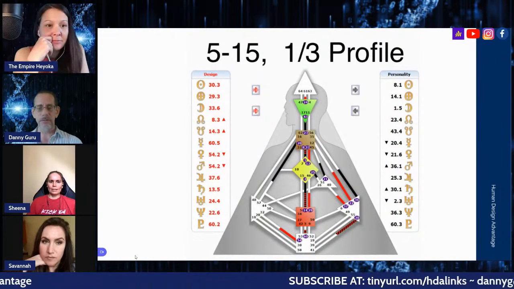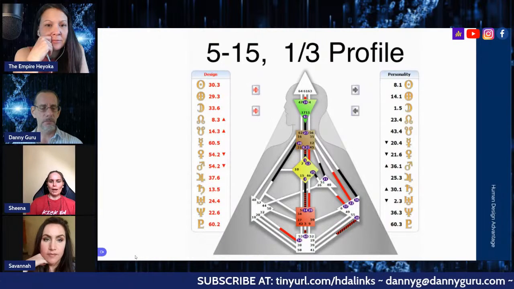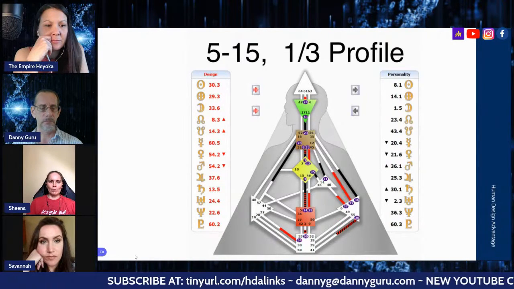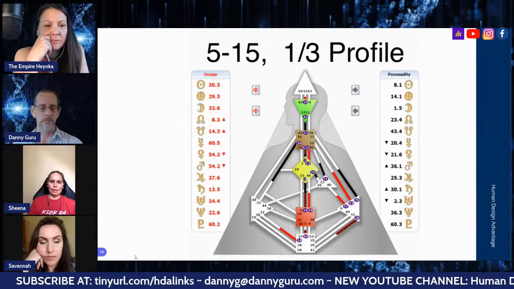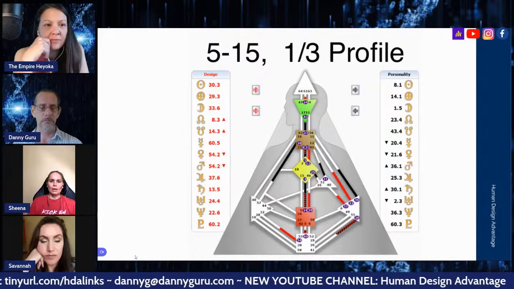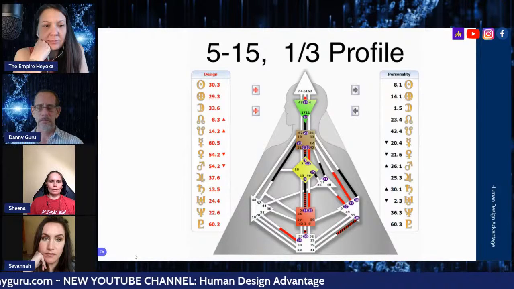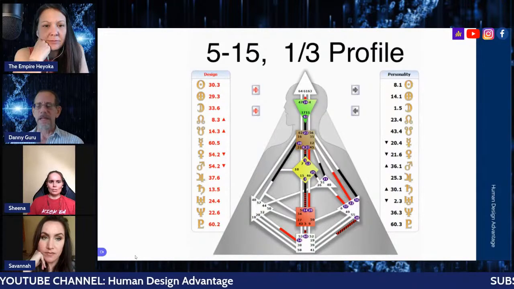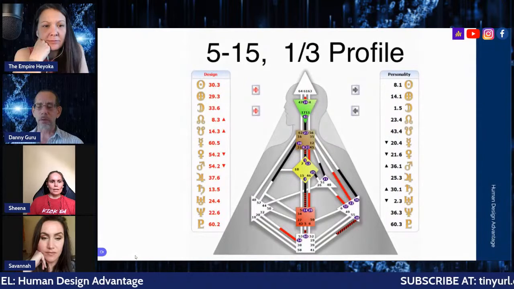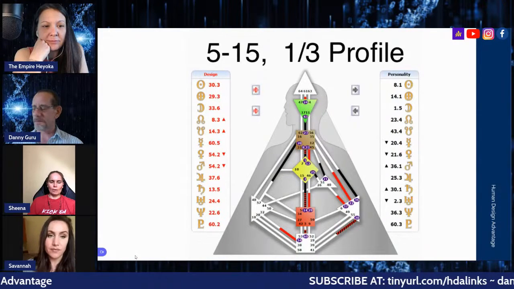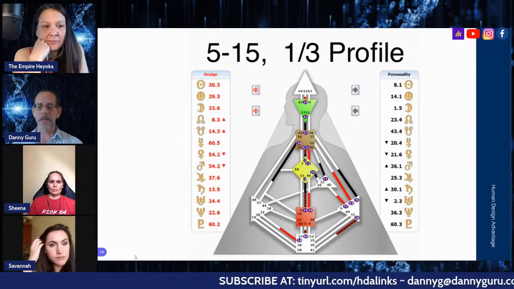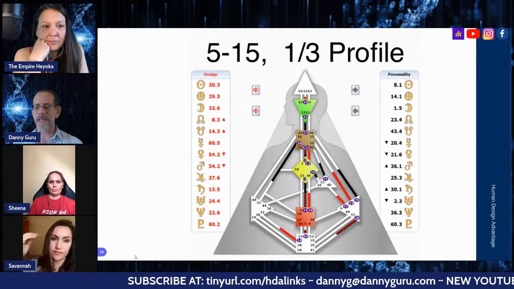Sorry, real quick. For people that are new to human design and trying to follow along, what is the 1-3 profile? What does that mean? Is that still like a manifesting generator? Is it a projector? It has nothing to do with type. Profile doesn't have anything to do with type. It's fully independent of type, lines, gates, centers.